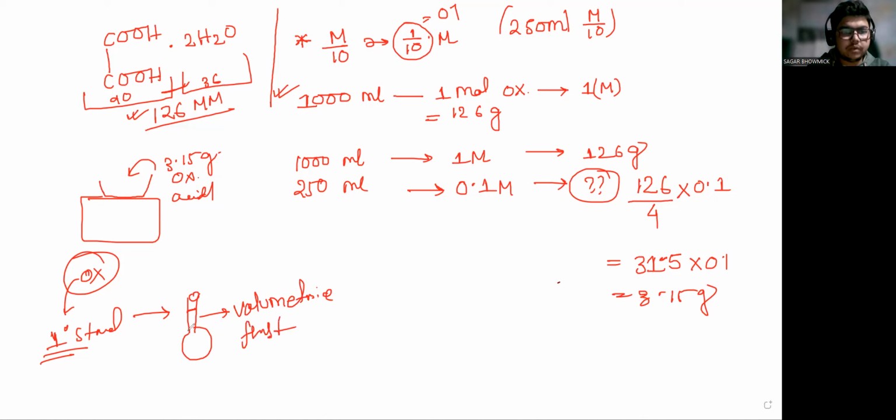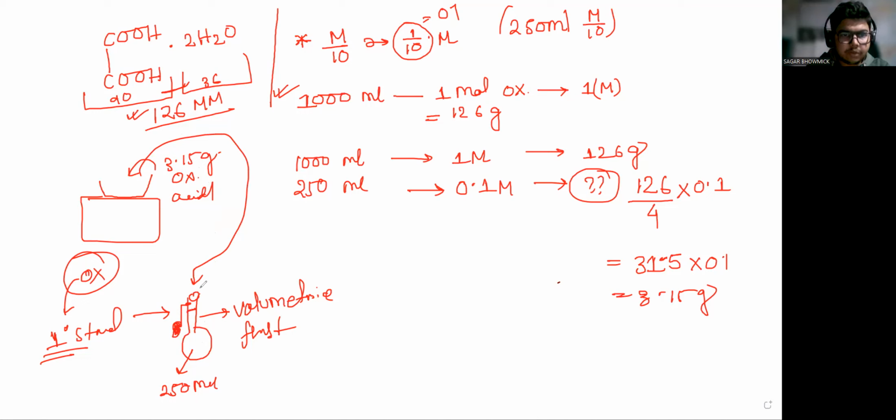So you have to take a volumetric flask of 250 ml, and the volumetric flask comes with a cap. The 250 ml volumetric flask should be cleaned enough. So you have to add this 3.15 gram first. You will get it in solid, crystalline form. Then you have to add it in that volumetric flask.